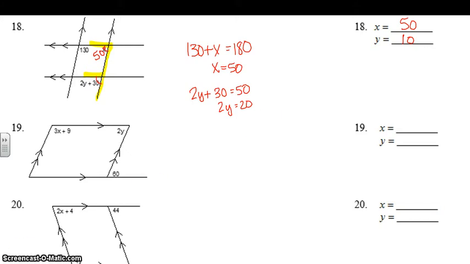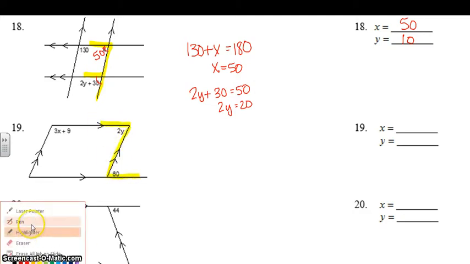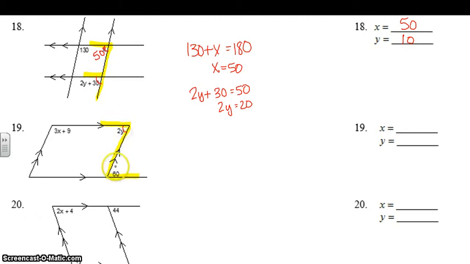Okay. On the next one, we're going to do a Z here, or at least I'm going to do that first. So then in a Z, your armpit angles will be the same to each other. So 2y equals 60. Divide by 2, y is going to be 30. So I know that this angle is going to be 60 degrees total, because 2 times 30 is 60 degrees.